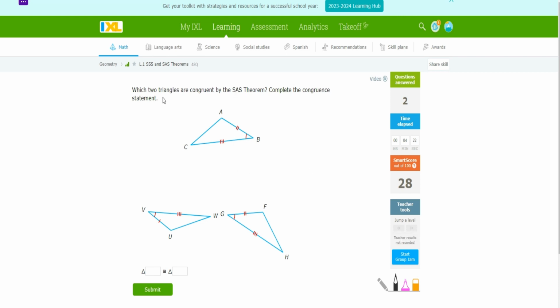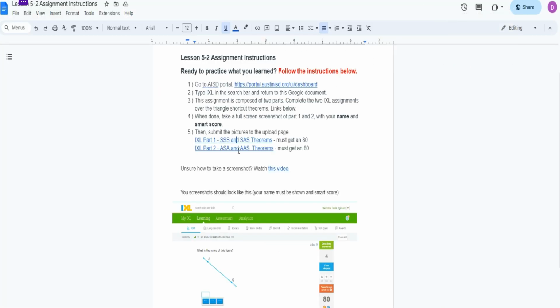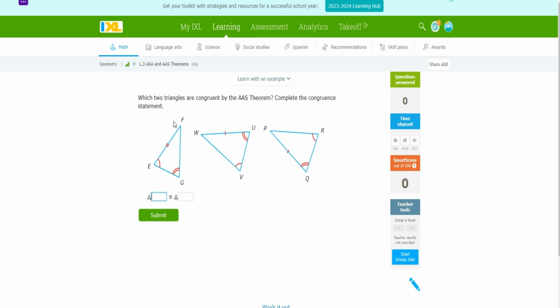And then you can keep on going. Use the side angle side theorem. There's only one level here, so your goal is to get an 80. You're not going to get different types of questions. You're going to get this type of question only for this IXL. So I'm going to go do part 2, because I'm going to deal with the angle side theorem.